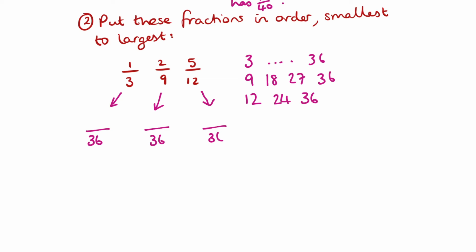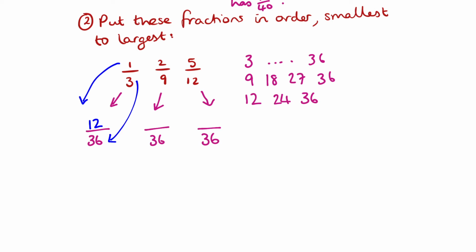And then we'll be able to put them in order, won't we? And just get rid of that, that's not a good 3. That's better. Right, so 1/3 into 36. So what we're doing is saying, what did we multiply the 3 by to get 36? Well, that's multiplied by 12. So we need to multiply the top by 12 as well. So 1 times 12 is 12.